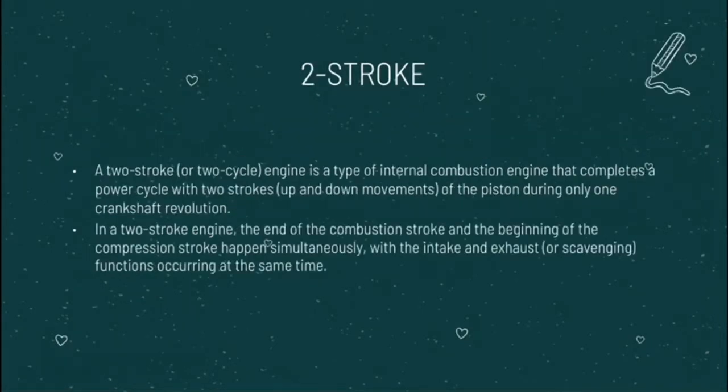2-stroke. A 2-stroke engine is a type of internal combustion engine that completes a power cycle with 2 strokes of the piston during only one crankshaft revolution. In a 2-stroke engine, the end of the combustion stroke and the beginning of the compression stroke happen simultaneously, with the intake and the exhaust function occurring at the same time.